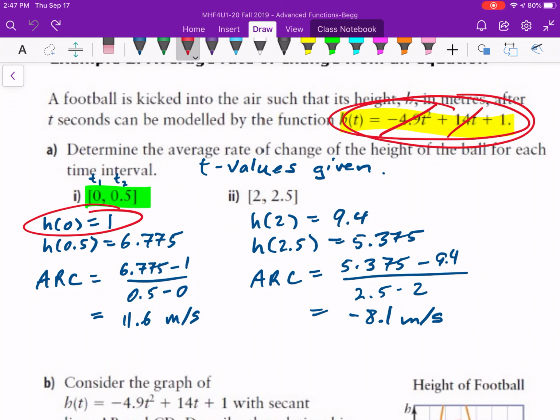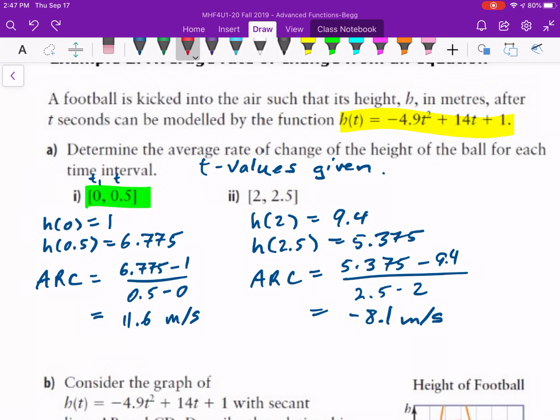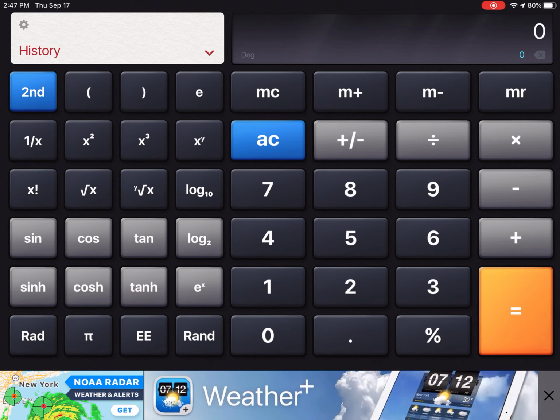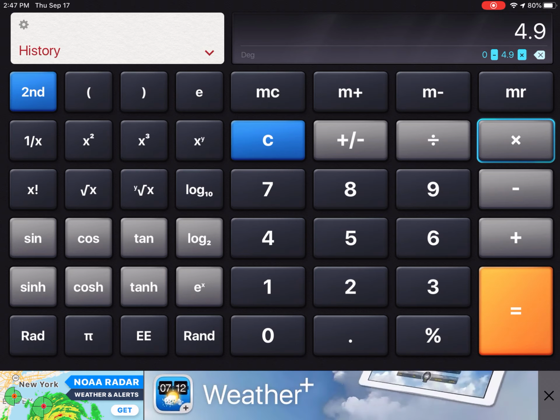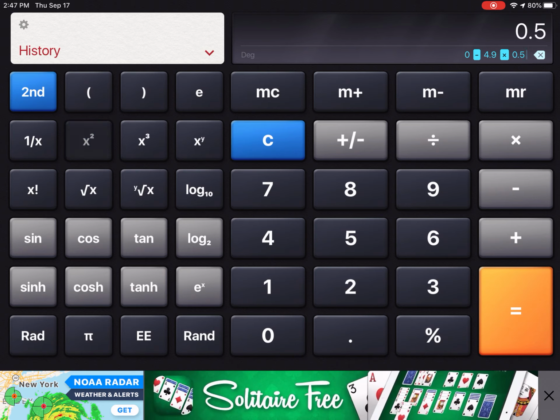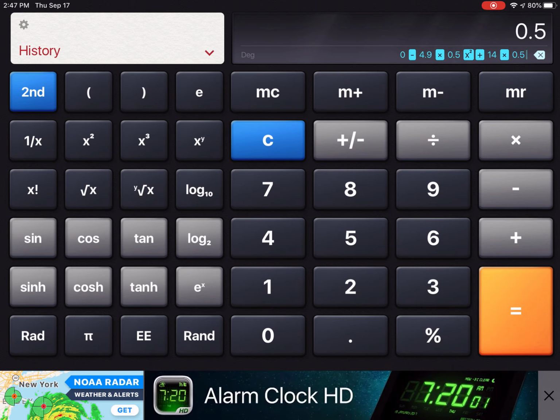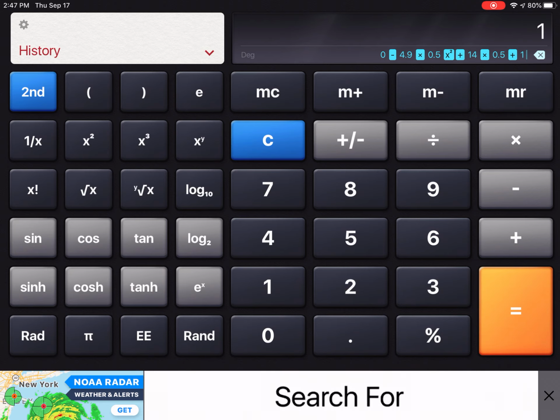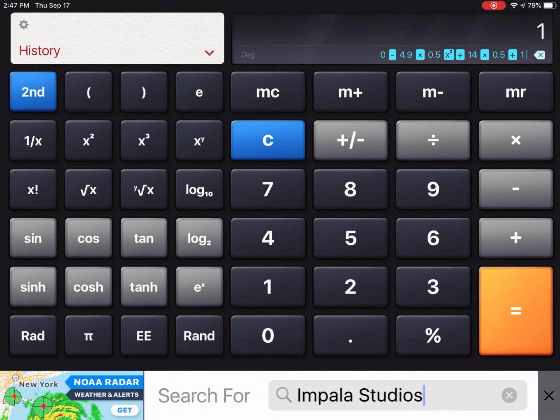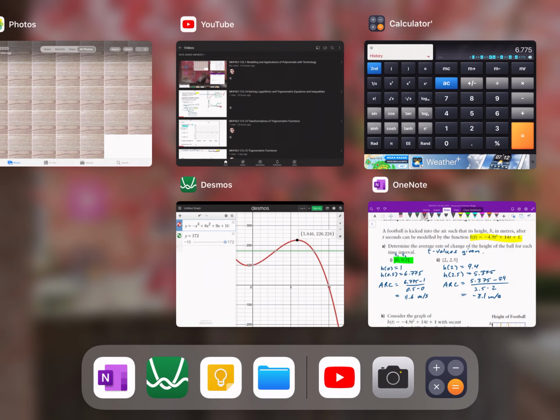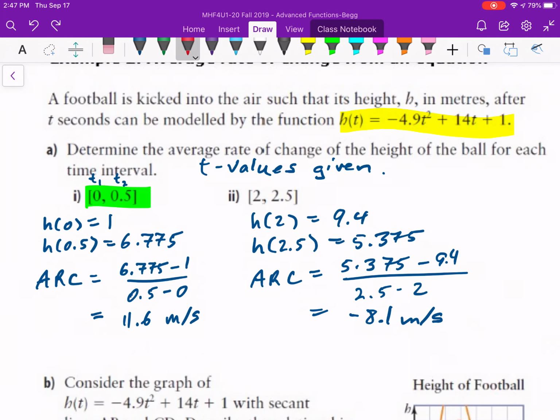Okay? If I put 0.5 into this equation, this is where I'll use the calculator, and I'll go negative 4.9 times 0.5 squared plus 14 times 0.5 plus 1. So we just plug it in, we get our y value, and I think I made a mistake here, or did I? Nope, I just didn't hit equals. I got 6.775. So my height is 6.775, which you can see I wrote down the answer for it here. I just didn't have room to show all my calculations.